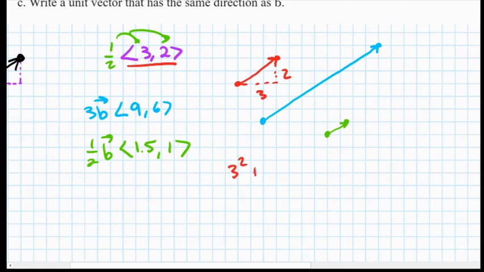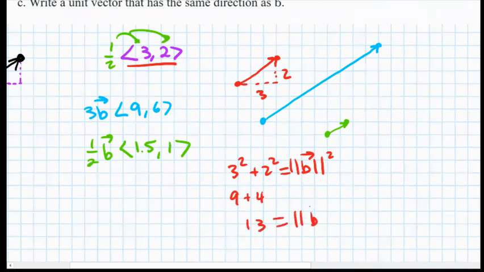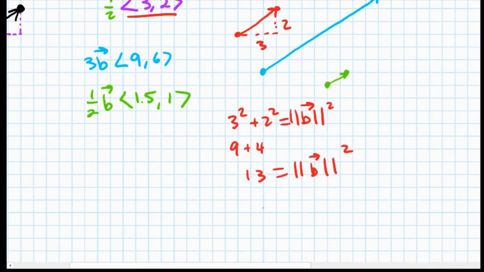So 3 squared plus 2 squared equals my magnitude squared. So that's 9 plus 4, 13 equals the magnitude squared. I take the square root of both sides. So the magnitude of vector b is equal to the square root of 13.